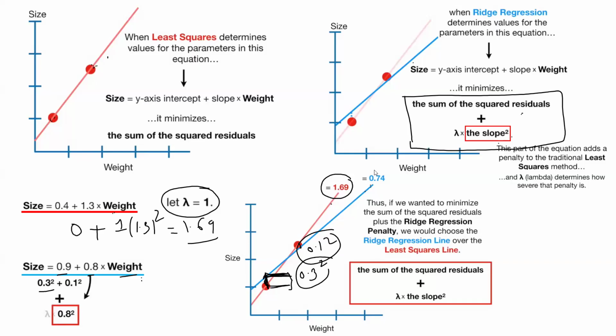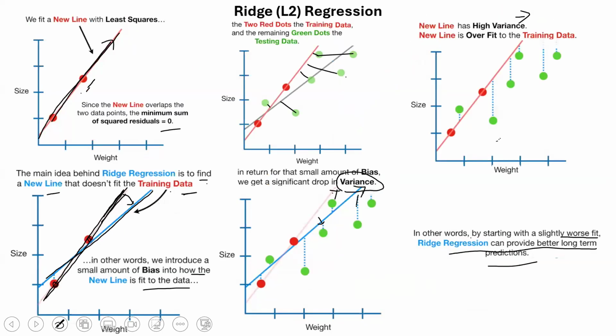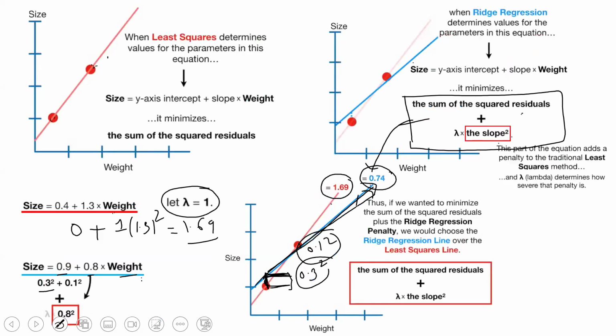Now, for which line is the objective less? The objective is less for the blue line. So we choose this line as the best fit line with ridge regression. When you slightly move this, as in the previous screen, the variance got drastically reduced. That is what ridge regression does. Ridge regression adds a bias to the least squares objective function so that the line will be a slightly worse fit, but it helps with better predictions in the long term. This is what ridge regression actually does.